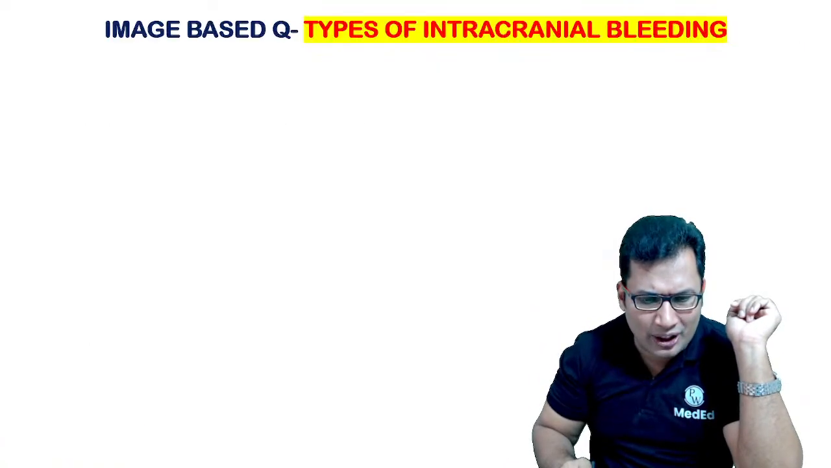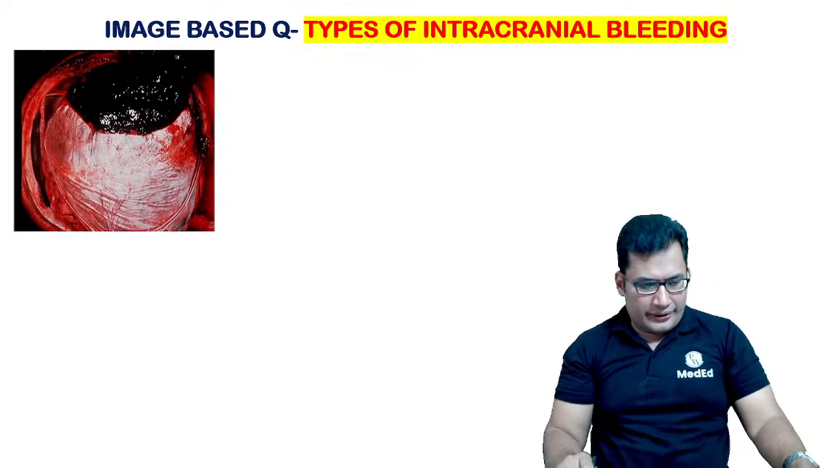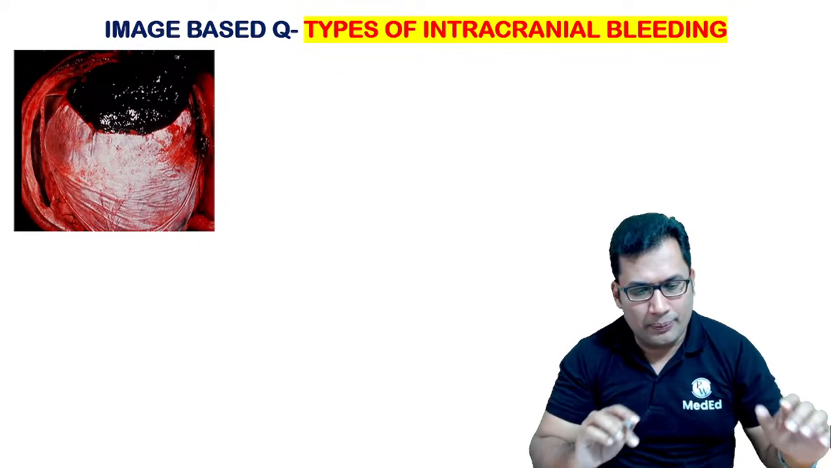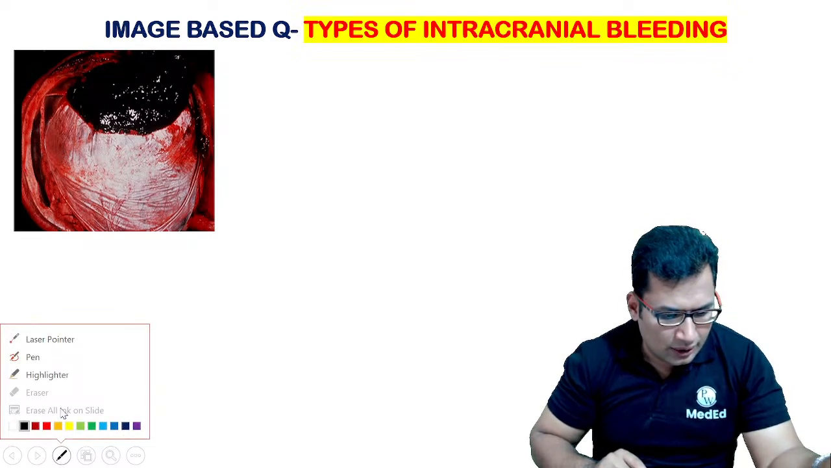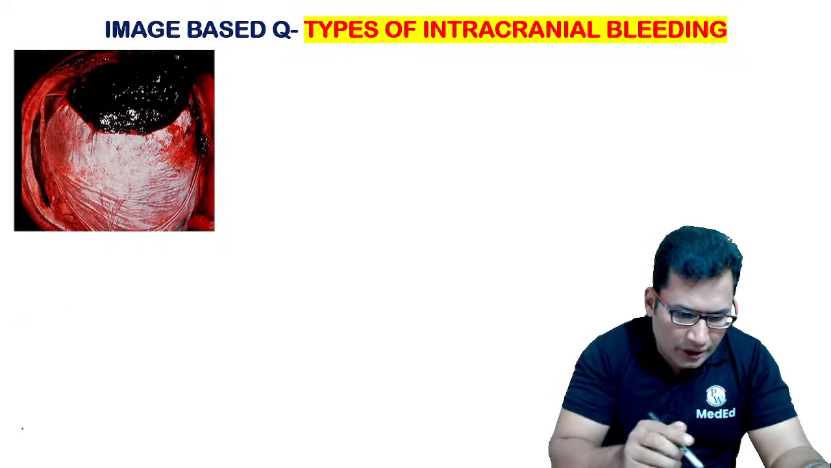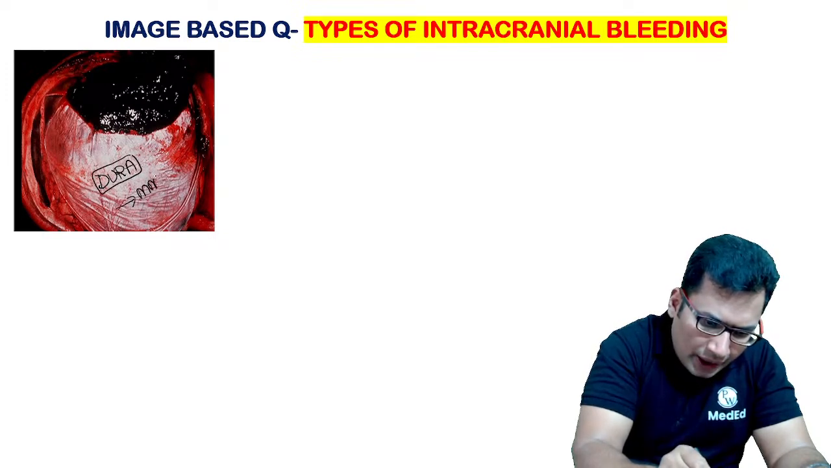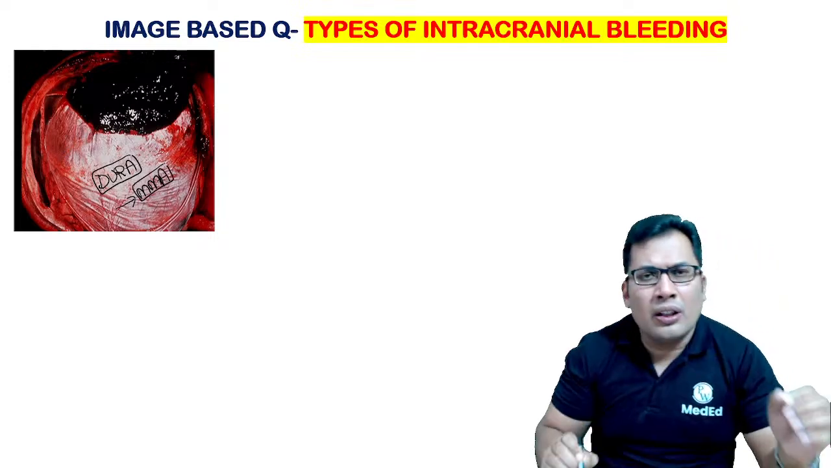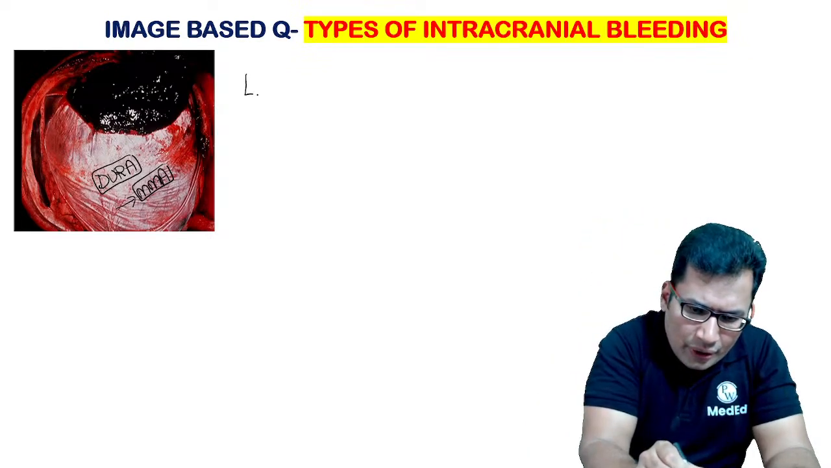Let me discuss some image-based questions related to hemorrhages. Look at this. What is this intracranial hemorrhage? Can you try this? So this is the dura mater. This is the middle meningeal artery. And here the hemorrhage is above the dura mater. So it must be extradural hemorrhage.